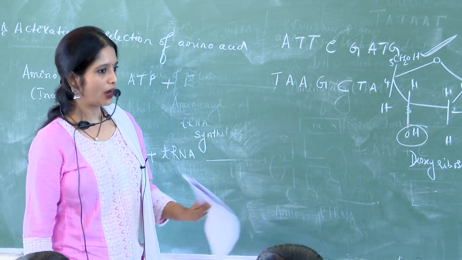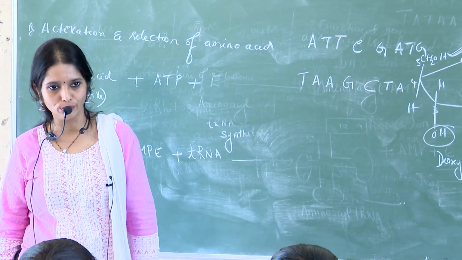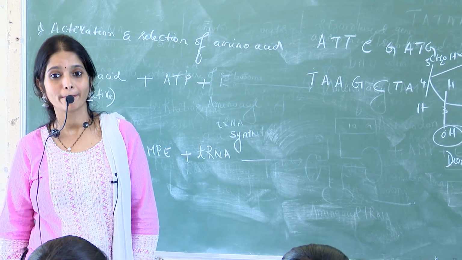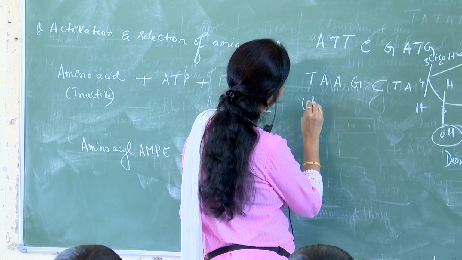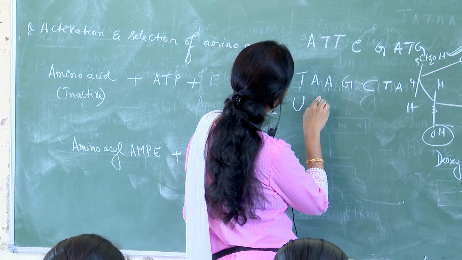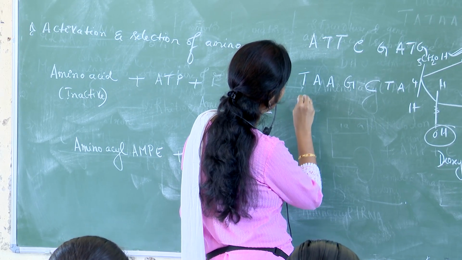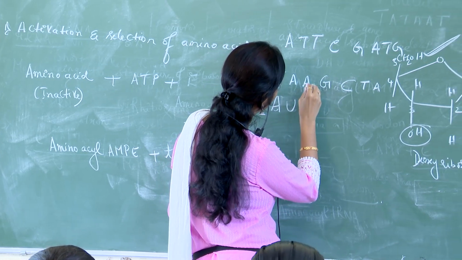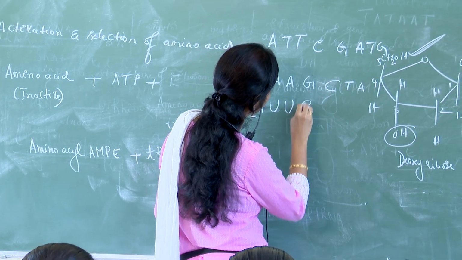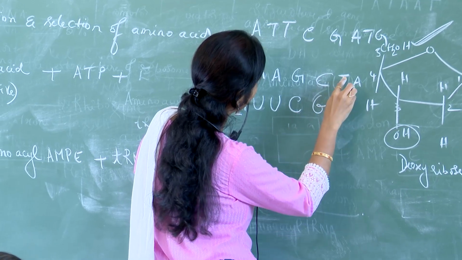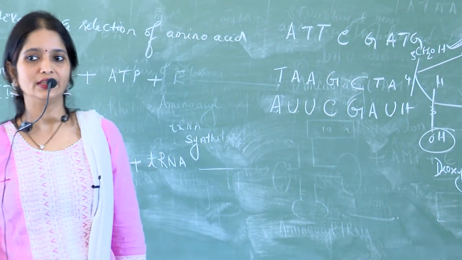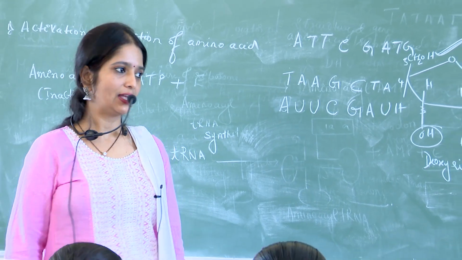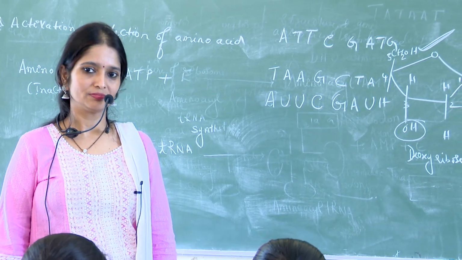Now that the template strand is there, what do you have to find out? mRNA. So A pairs with U, A with U, G with C, C with G, T with A, with U. Is that the option? Yes, ma'am. Yes, so that's the option.